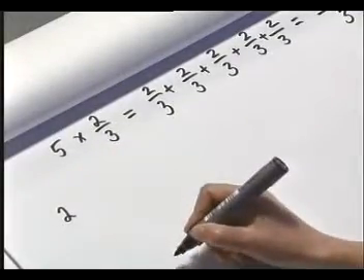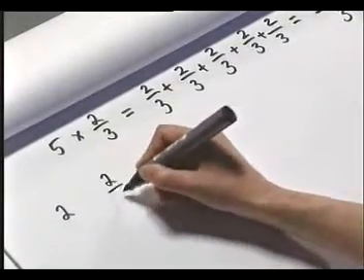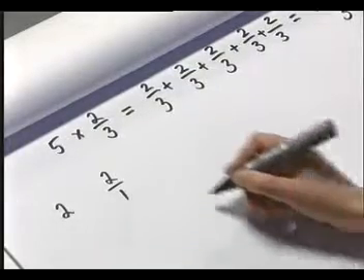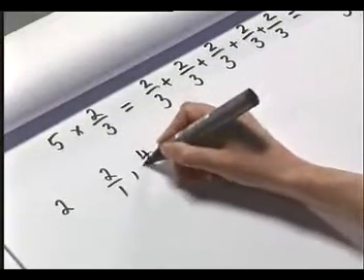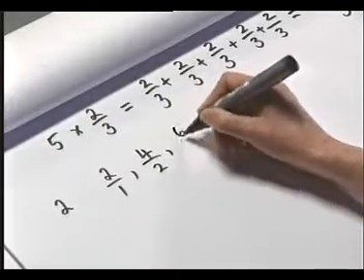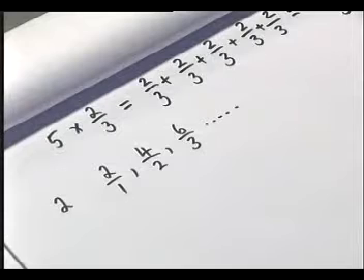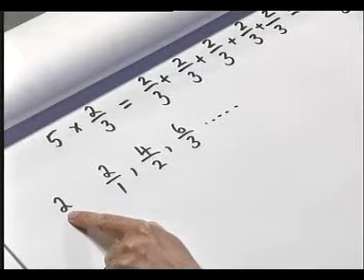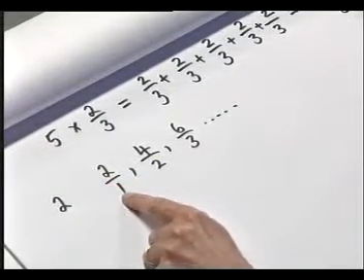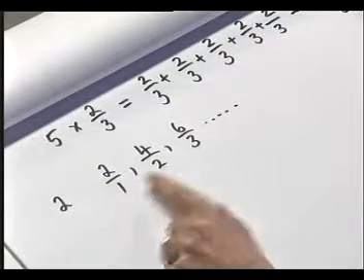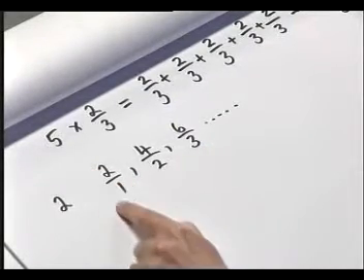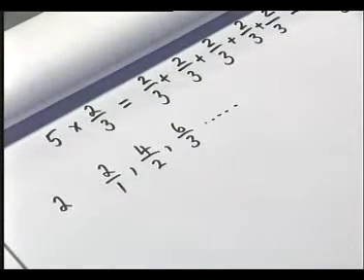Now, any number can be written as a fraction. For example, the number 2 can be written as 2 over 1, 4 over 2, 6 over 3, and so on. So we can write a whole number with a denominator. So it's a numerator and a denominator, and these are all equivalent fractions to that 2 over 1.